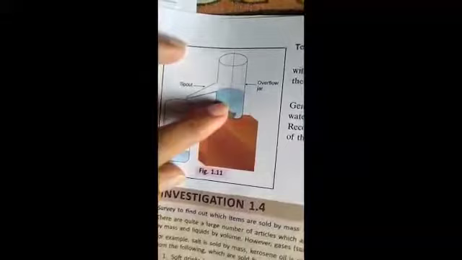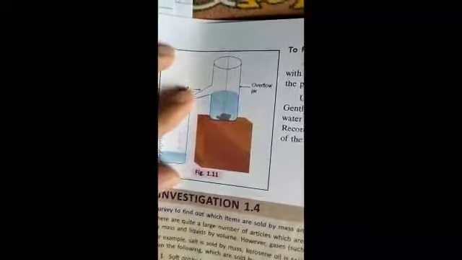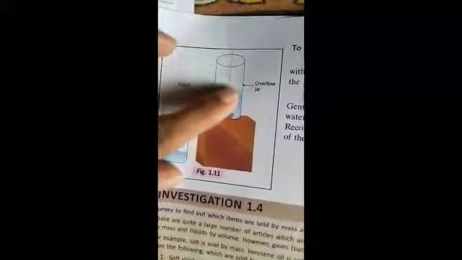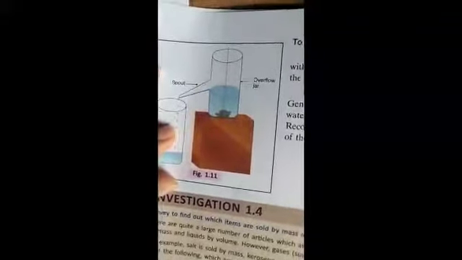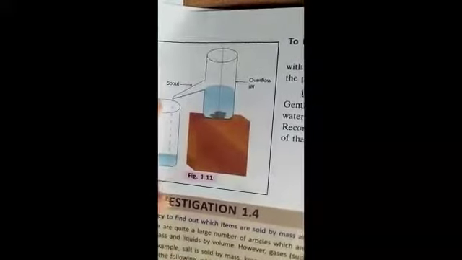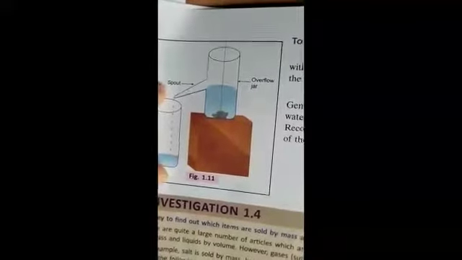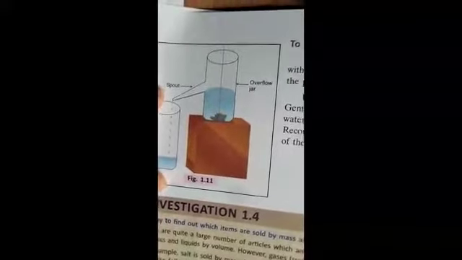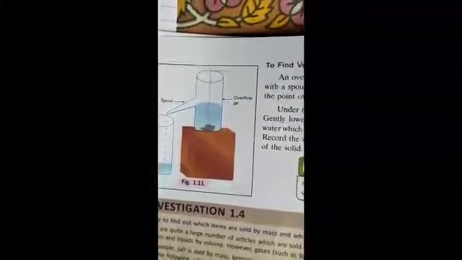And then what will happen? The solid will displace the water, which will flow out from the overflow jar into the measuring cylinder, is it not? Then we have to record the volume of overflown water. This volume is equal to the volume of the irregular solid, clear? Thus we can calculate the volume of an irregular solid by using the overflow jar. Okay, clear?